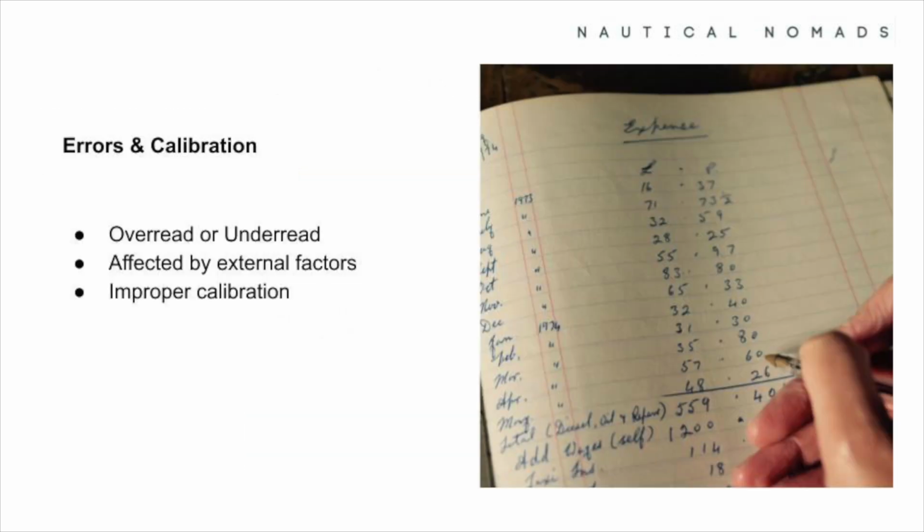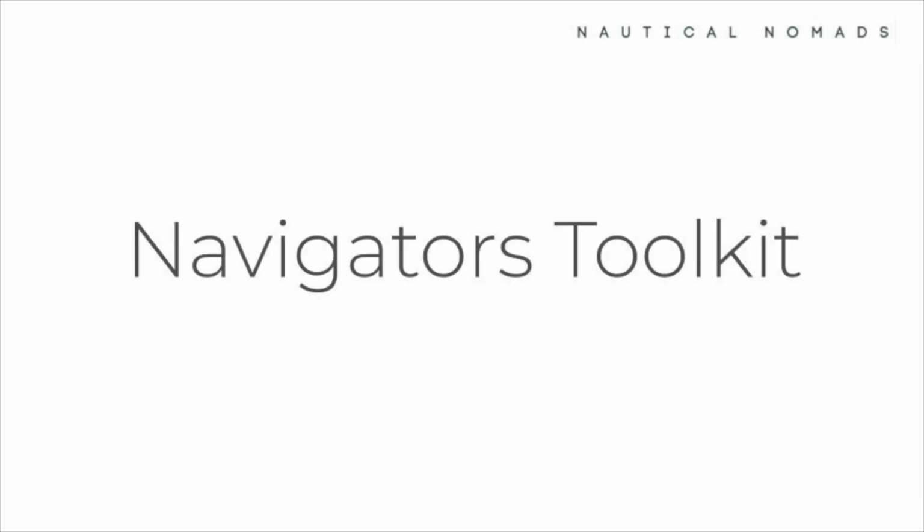Errors and calibration. No navigation tool is perfect, and errors can occur. For example, logs may overread or underread due to water flow, drag, or improper calibration. To correct these errors, you need to calibrate your log. Calibration involves comparing your log's speed readings against a known distance or GPS data.